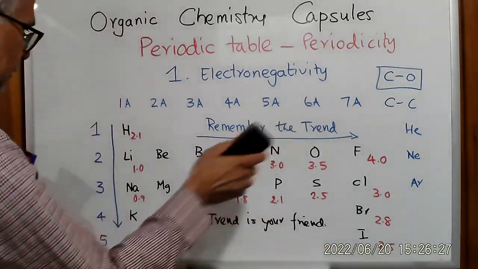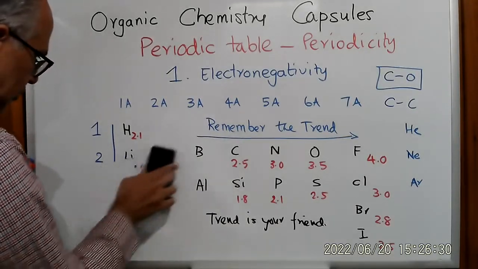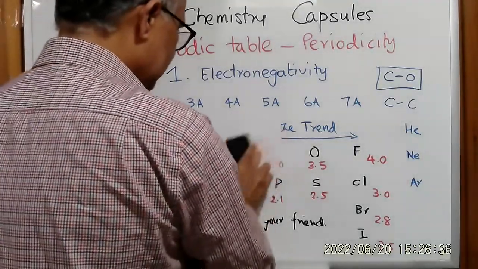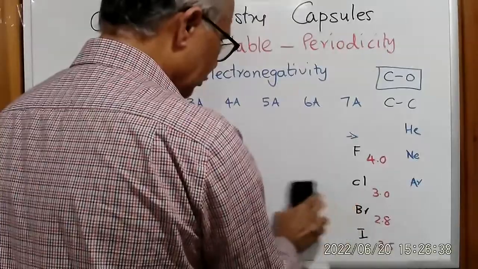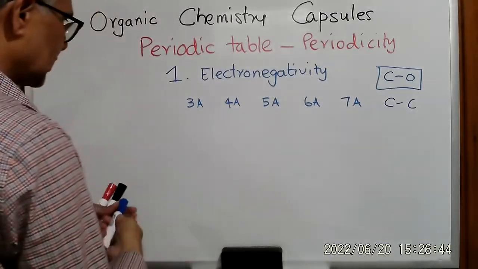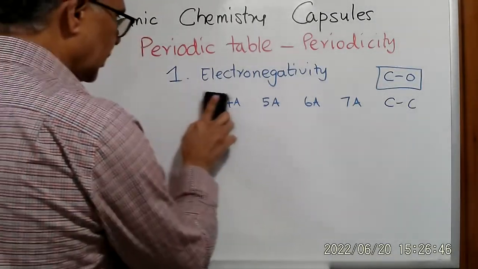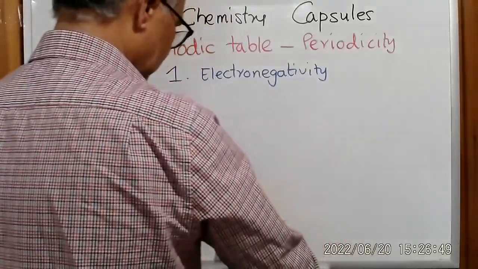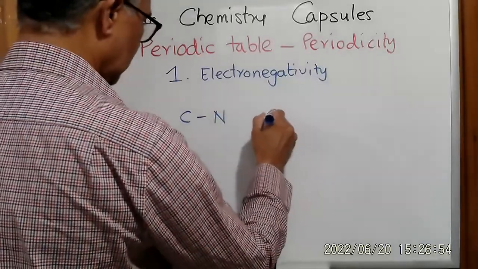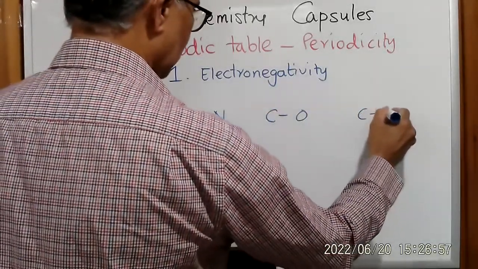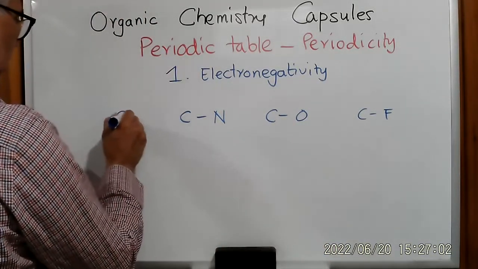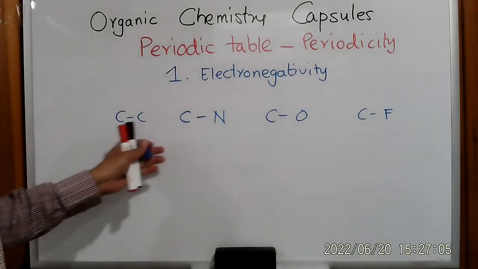now I need to erase this to talk about related materials. So let's draw different bonds with carbon and see how the electrons will be in that bond. We can start with carbon, nitrogen, carbon, oxygen, carbon, fluorine. Okay, and carbon, carbon as a reference.